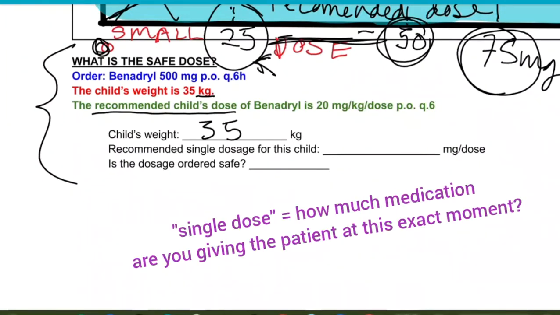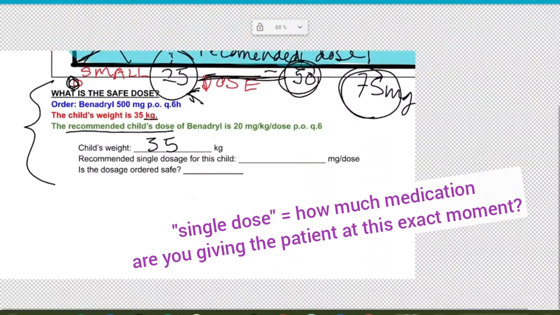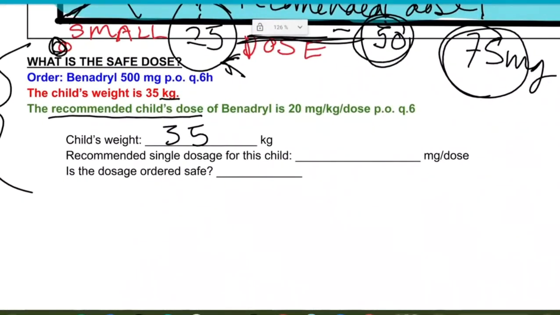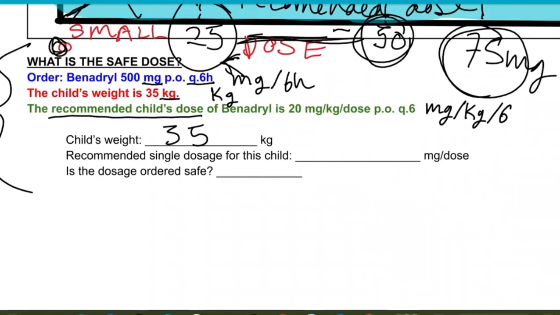And then to get the recommended single dose for this child, you can figure out what math you need to do for a certain problem by looking at the units that you have here. So here we have milligrams per 6 hours. And here you have kilograms. And then for the recommended dose, you have milligrams per kilogram per 6 hours. And it's good that both of them have denominators of 6 hours. I'm going to write that out because it looks a little weird.